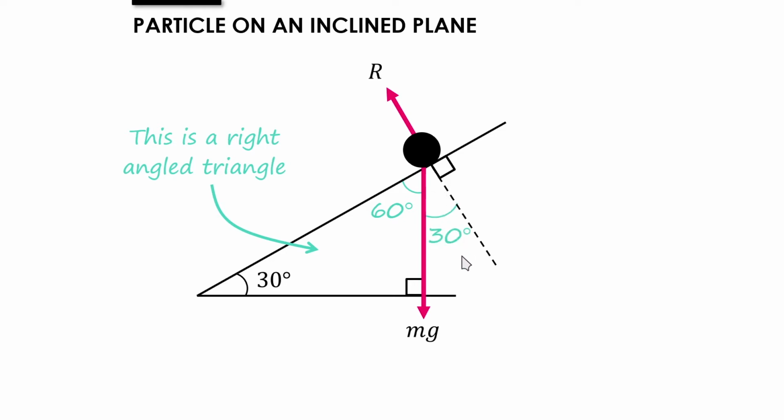And the key thing that I would like you to take away from this problem is that the angle at the bottom of the slope will always be the same as the angle between the weight force and a line that is perpendicular to the slope. And that will be useful when we want to work with components of the weight force in the directions that are perpendicular or parallel to the slope.